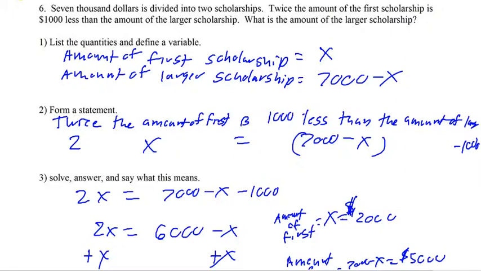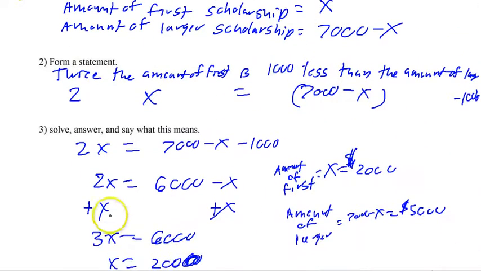So it's twice the amount of the first. I said that was x, equals 1,000 less than, so it's minus 1,000. And then the amount of the larger was 7,000 minus x. And then there you go. And that is everything. So good luck. If you want, I would do them all over again. Just start at the beginning and try them all the way down, and then see if you get them all correct. Thank you.